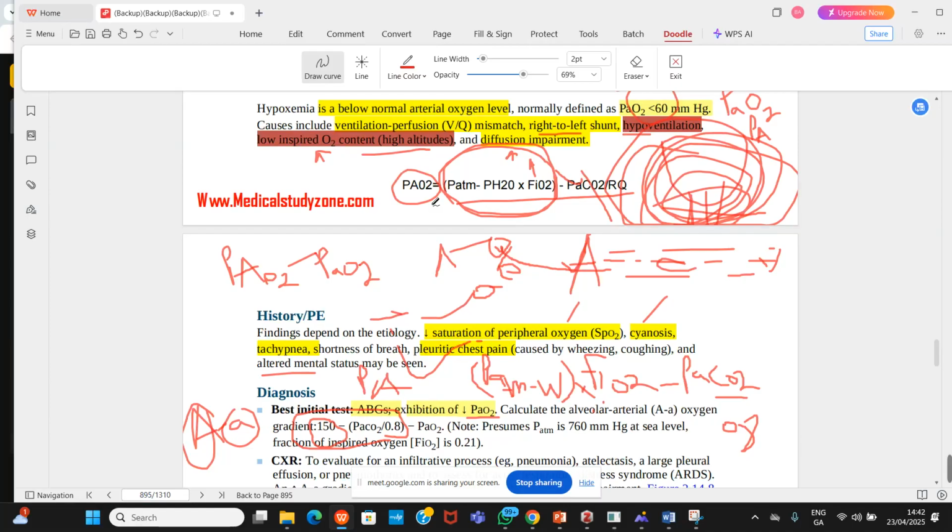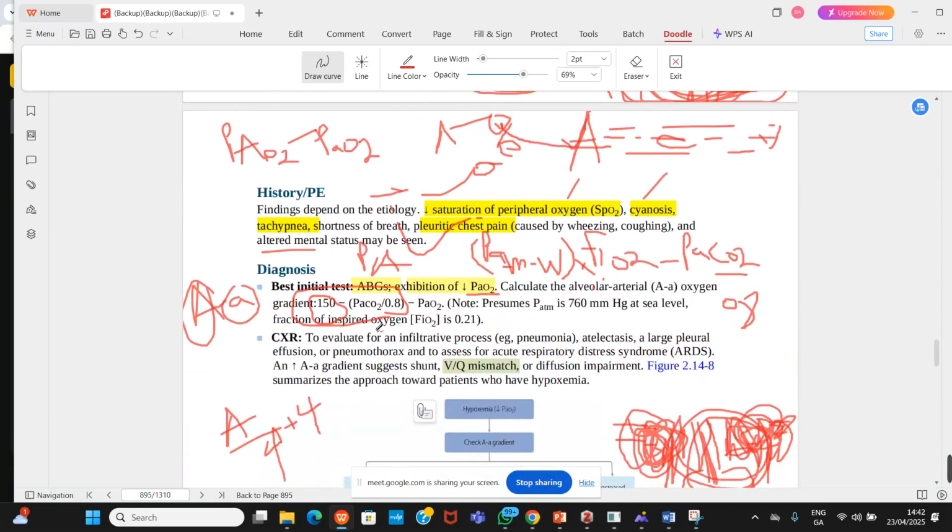Now, let me remove the one that is constituted by CO2 from it, because the two major constituents of air are CO2 and oxygen. So if I know the total, I can know oxygen by removing CO2 from it. That's a simple logical way to remember it. So then we subtract PCO2 from it over the respiratory quotient. That is it.